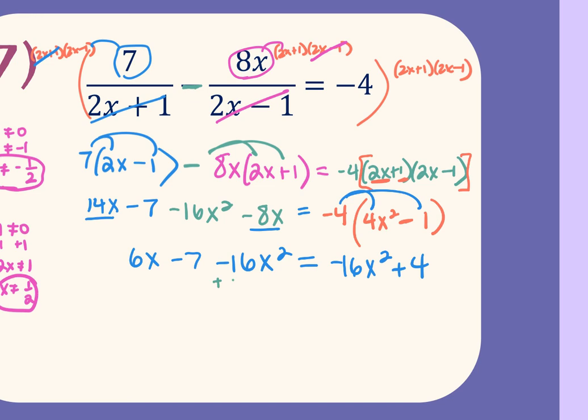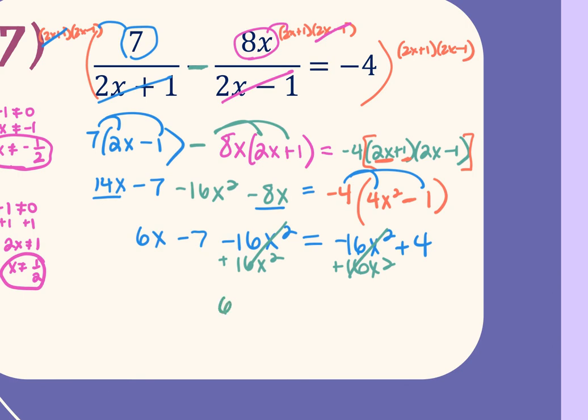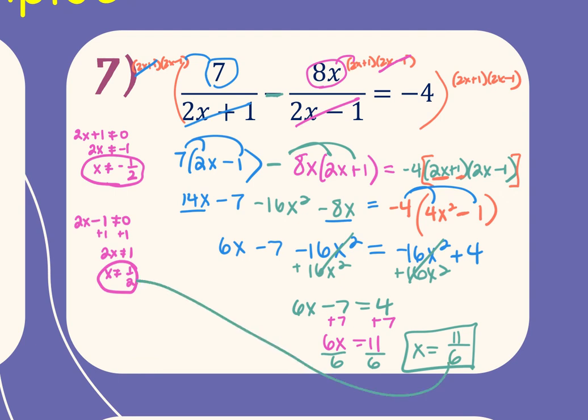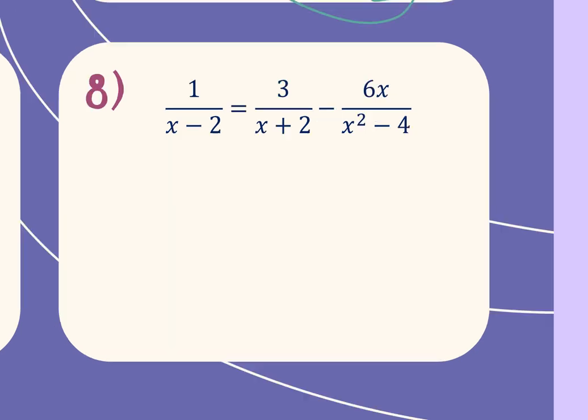I want to add the 16x squared to both sides, and it cancels out. I get 6x minus 7 equals 4, sorry. Add the 7, 6x equals 11, divide by 6, and x equals 11/6. Again, check to make sure it's not one of the things we said x can't equal, and it's not. So that's my answer.